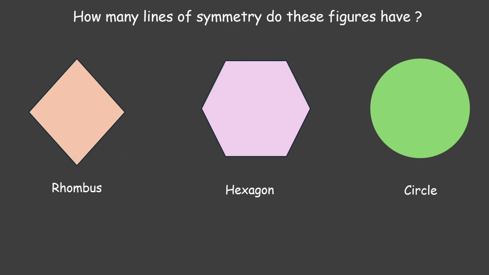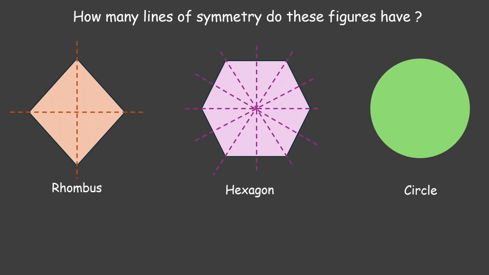Now we have some figures over here, and we need to see how many lines of symmetry do these figures have. How about we pause this video, take some time and try to draw these shapes on our paper and draw lines of symmetry for these. So if you look at this first shape, this rhombus, it has 1, 2 lines of symmetry. Now for the hexagon, we can have 1, 2, 3, 4, 5, and 6. 6 lines of symmetry for a hexagon. Now, as for circle, we can have infinite lines of symmetry.